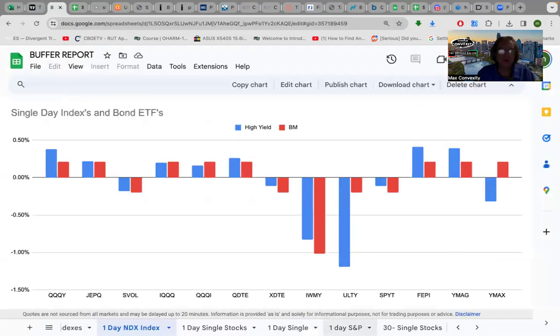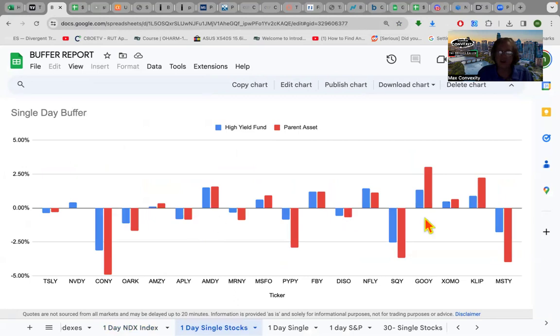All right, buffer report. NASDAQ index. Look at this. Triple QY was probably the best performer of the day. Well, I don't know. FEPI got it just a little bit. We'll give FEPI the edge. YMAG. It goes FEPI number one, YBANG number two, and triple QI number three. Then behind it were the other ones. Probably QDTE would be next, and then triple Q or JEPY. Oh, that's not bad.